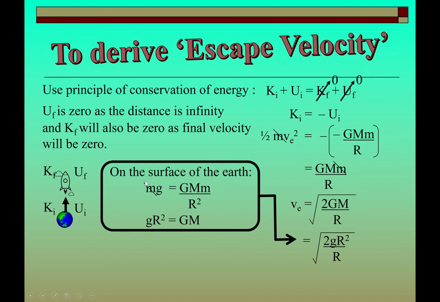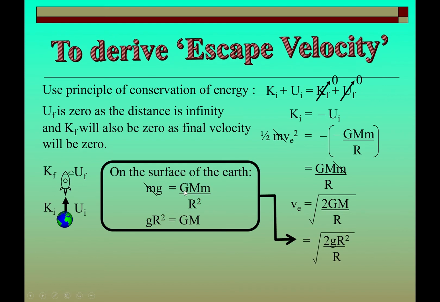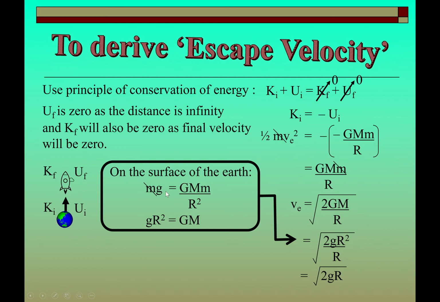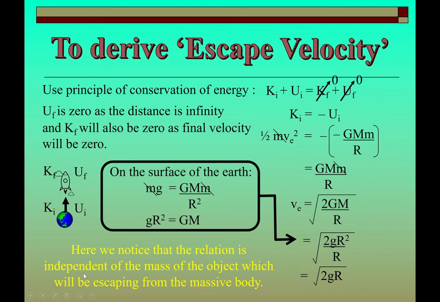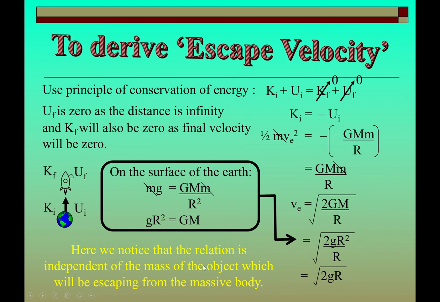We can also use the relation mg equals GMm per r squared on the surface of the Earth. We can cancel out m on both sides, and cross multiply, so we get gR squared equals GM. So we substitute into the equation here, we get the square root of 2gR squared per R, cancel one of the R, so the answer is the square root of 2gR. Here we notice that the relation is independent of the mass of the object which will be escaping from the massive body.